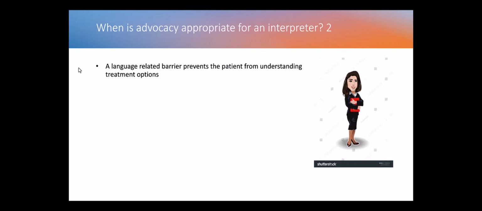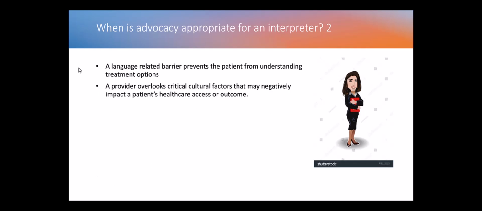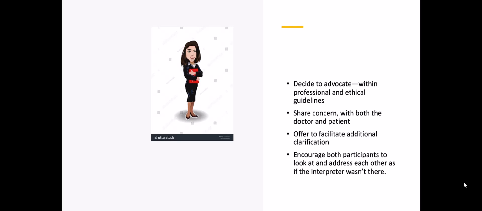her body language due to the fact that the doctor was focusing on the interpreter instead of the patient, and has misunderstood Basma's reluctance to ask questions due to cultural norms as a sign that she understands what was explained to her. Recognizing this, the interpreter may decide to advocate, within professional and ethical guidelines, of course, to ensure the provider realizes Basma's confusion. Now, what does that look like?